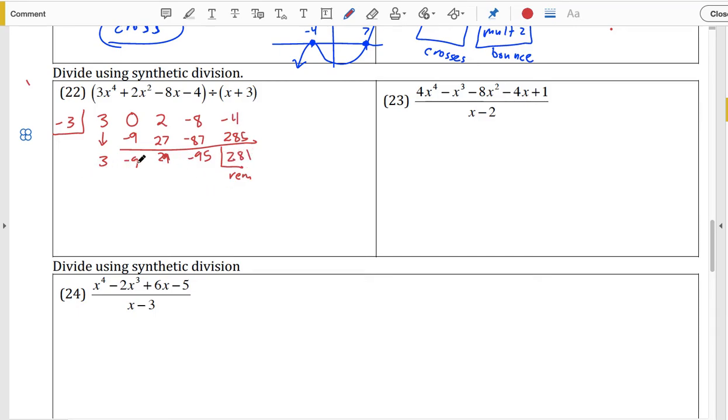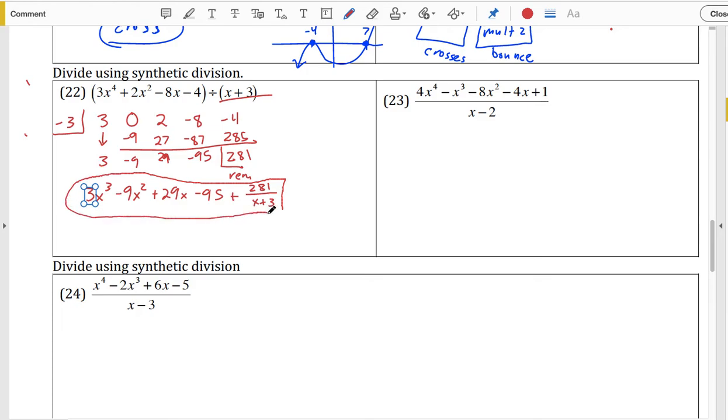Now remember, what do all these numbers represent? Well, these numbers represent the result of the division. So if this was an x to the 4th term, then this one represents the coefficient of the x cubed term. So remember, this is x to the 4th, x cubed, x squared, x, constant. So it goes down by 1. So this is the x cubed term. So we write 3x cubed minus 9x squared plus 29x minus 95 plus our remainder, 281, over the thing we divided by, which was, remember, x plus 3. So that is our final answer right there.